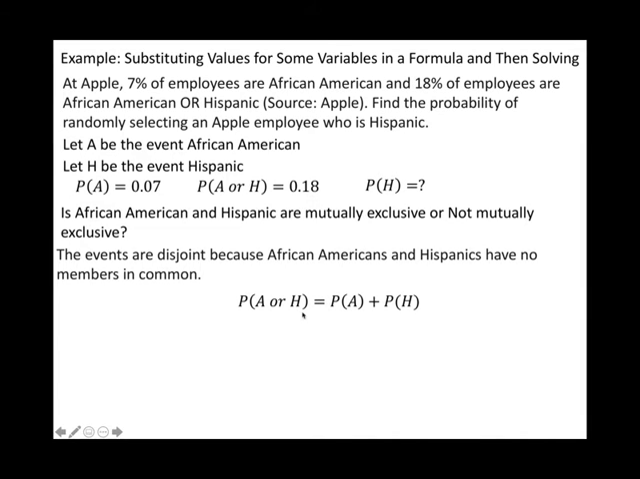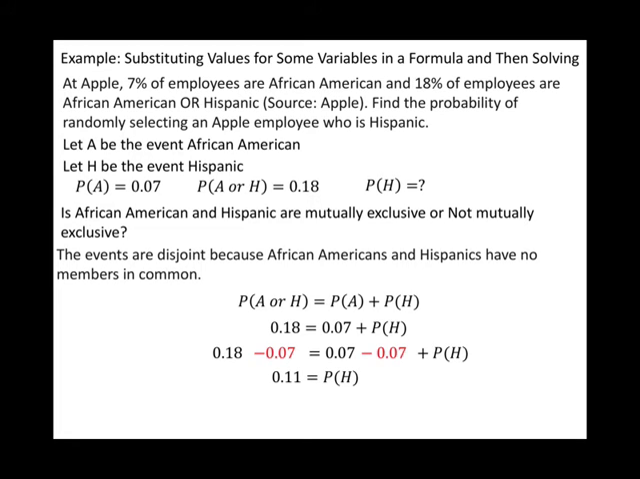P of A or H equals probability of A plus probability of H. And we know probability of A is 0.07. We also know this one is 0.18. And P of H is what we're looking for. So we're going to solve this equation. We want to isolate the variable P of H. So we're going to subtract 0.07 from both sides. You should get 0.11. So we know 11% of the employees are Hispanic.